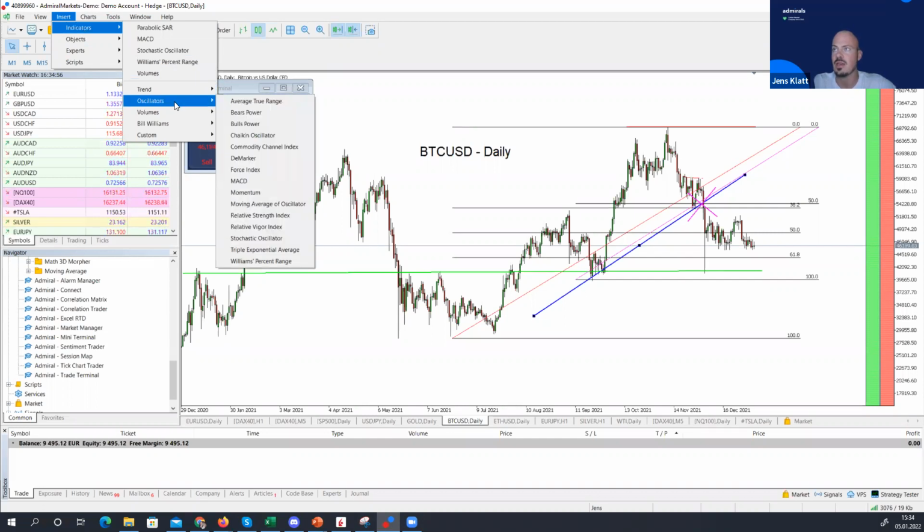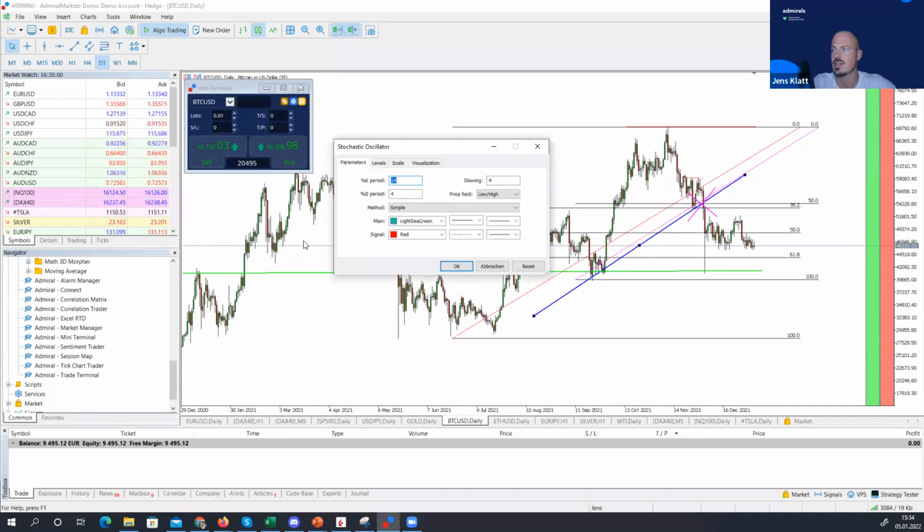But in case of the slow stochastic, I just want to show you, where do I have it here? It's the stochastic. Here is percentage K. This is 14. Then you have the slowing period. This is 4. And then you have percentage D period. This is also 4. So these are the parameters you have to enter here. I'm not really sure what it is when you open it initially, but whatever it is, percentage K should be 14, you should have a slowing of 4 and the percentage D period of 4.